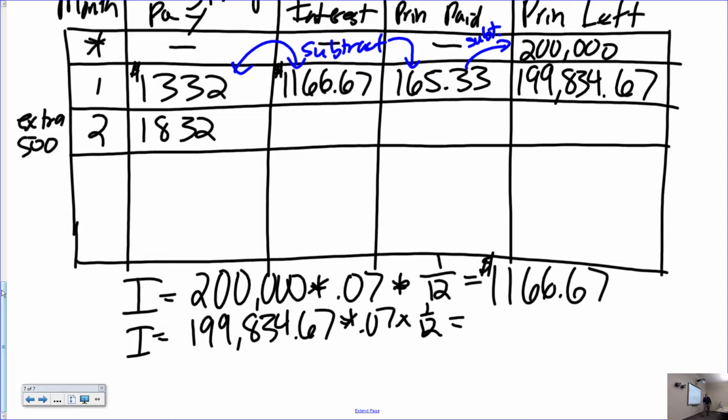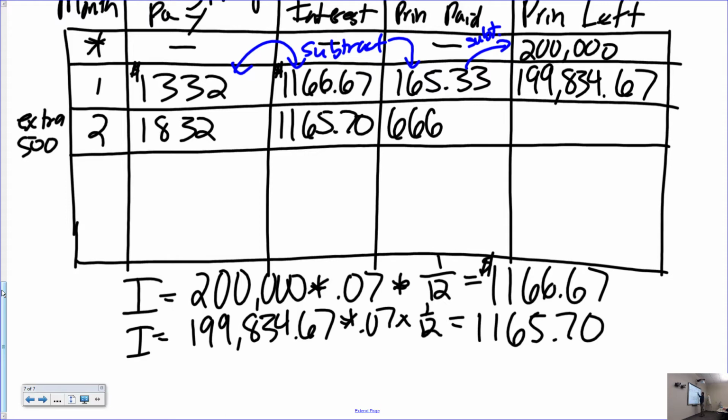But the process is still the same. Multiply by 7%, multiply by 1/12. What's our interest in the second month? $1,165.70. Look at that, folks. We almost got a whole dollar more paid off. So how much did we pay on the mortgage? 666. Look at that. We really bought a lot of our house that time, folks. Woohoo!